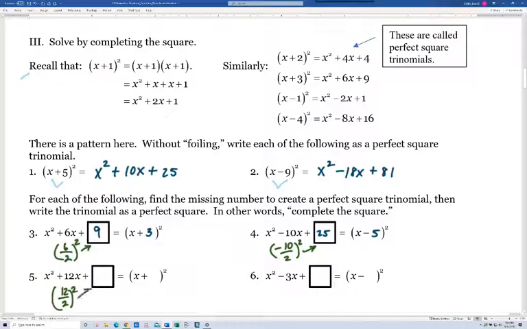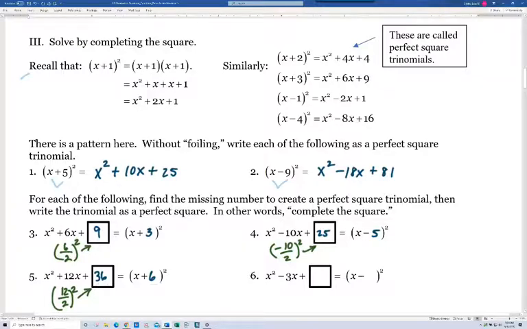All right, so let's see how you did on 5. You want to take half of 12, which is 6, and when you square that, you're going to get 36. And again, when we're figuring out what goes in the parentheses there, it'll be x plus, see, half of the 12 is 6, and again, that's what goes there. This number squared will always equal the number in here.